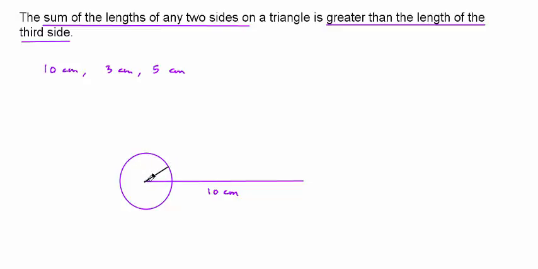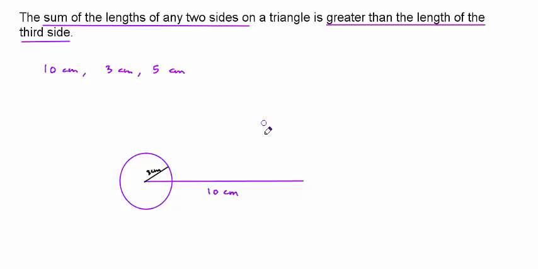Because the circle itself has a radius of 3 centimeters, I can pick any point on the circle, and its distance from the center of the circle, which happens to be one end of this straight line, will always be 3 centimeters. So this is a 3 centimeter length.